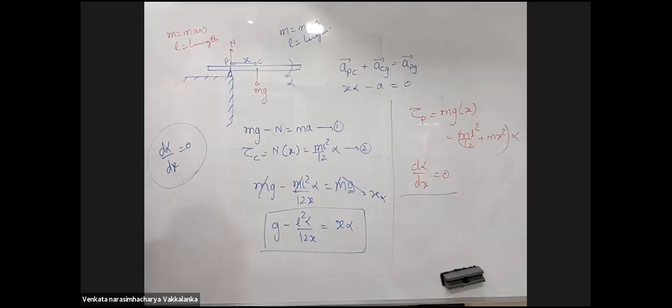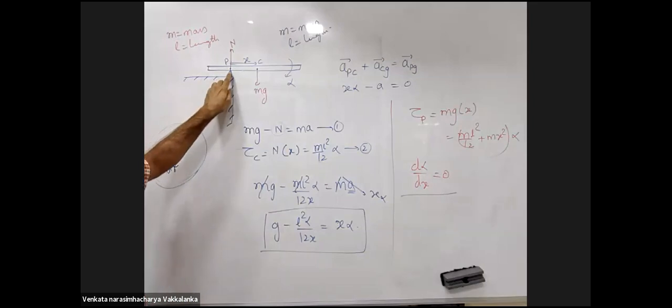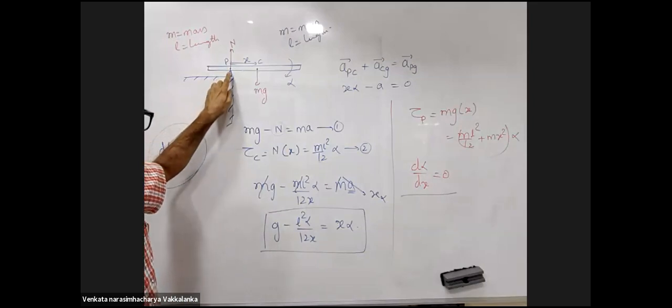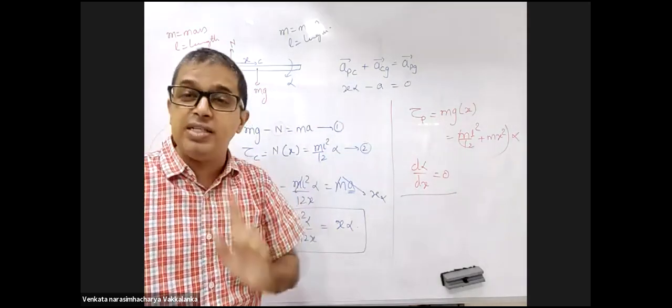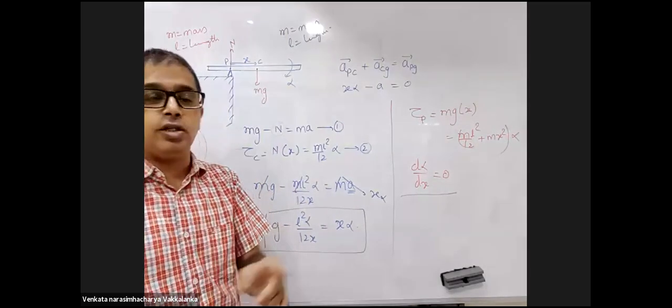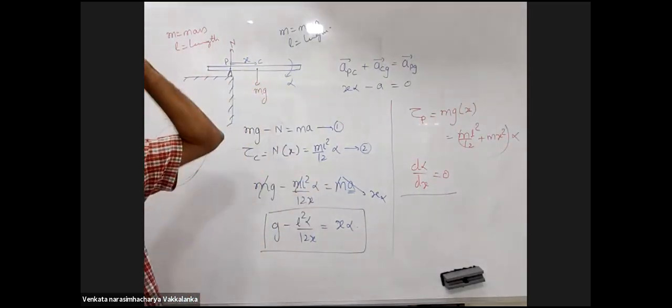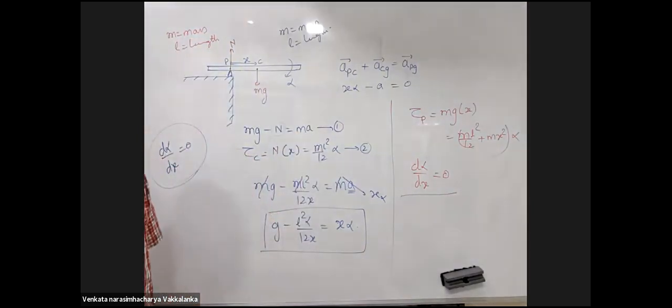Before doing this step, always cross verify. Are you eligible to take the torque about point P or not? Acceleration of point P is 0. Hence, I was eligible to take the torque. If not, I should always make sure that I introduce the pseudo force at the center of mass if point P is accelerating.